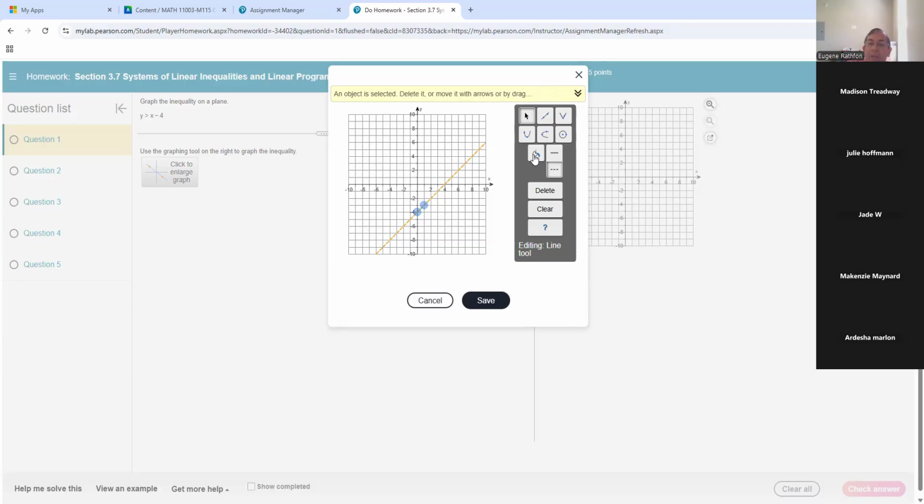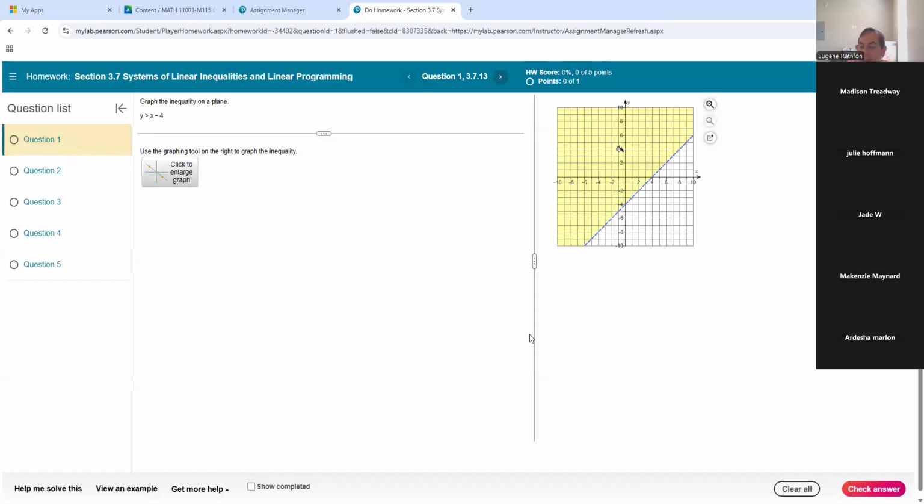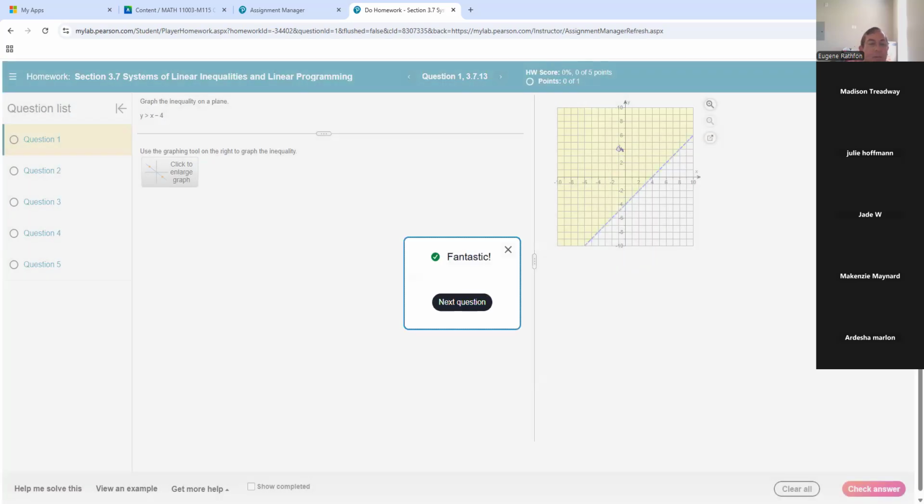So now you see this paint can, that's how we're going to shade it. We're going to grab the paint can and drag it over here to the top of that line and enter. Once you've done that, it's shaded the top of this graph for us. So we would save that and then check your answer.